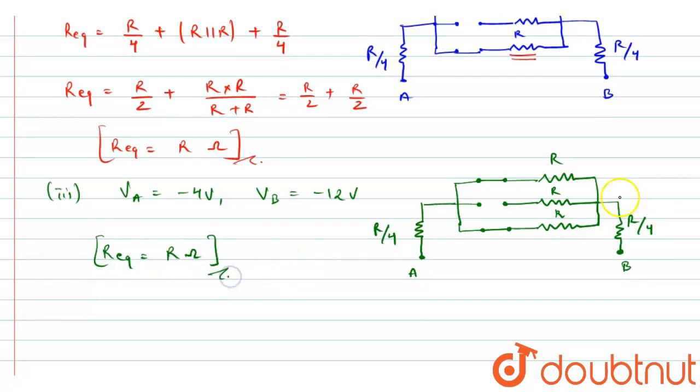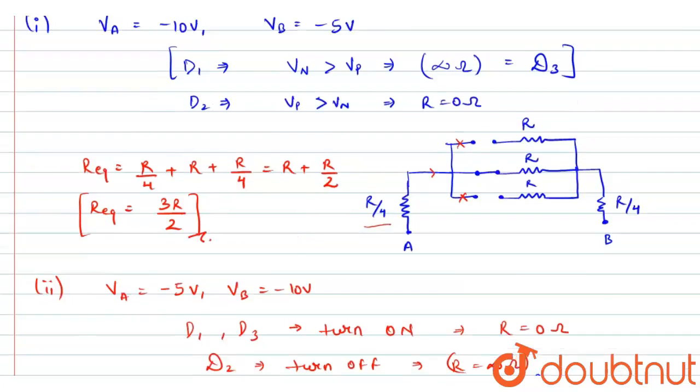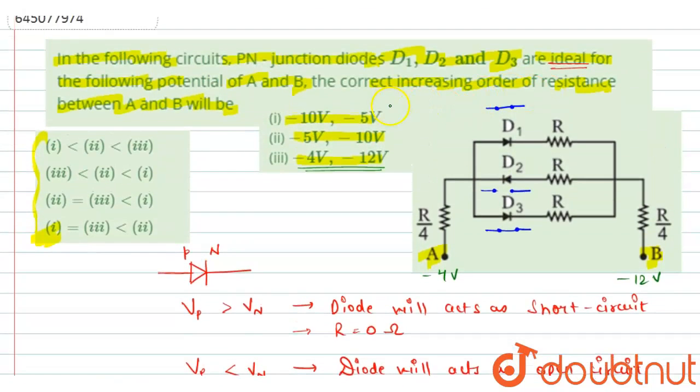Now we have to arrange the equivalent resistances in increasing order. For part A, the equivalent resistance came out to be 3R by 2. For part B, it came out to be R. For part C, it is also R. So from the options A, B, C and D, we can see that part third and part second are the same. So part 2 is equal to part 3, and this is less than part 1. So this is the correct option, and option C is the correct option.